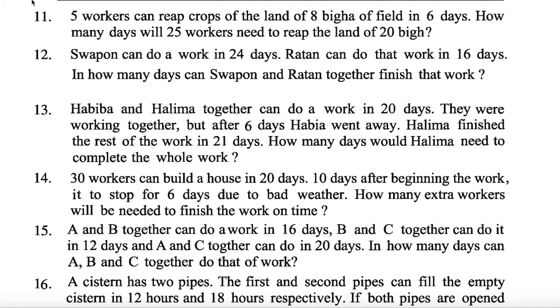Let's only work for one worker in one bigha of field. Okay, one worker, one bigha of field. How much time will it take? 6 upon 5 into 8, 40. This is the equation here. Then what may happen when you have 25 workers in 20 bigha.